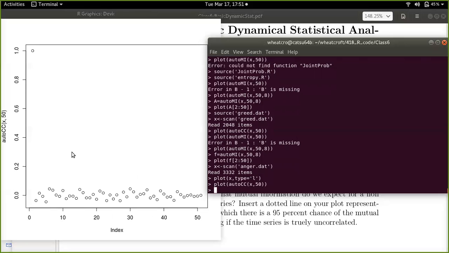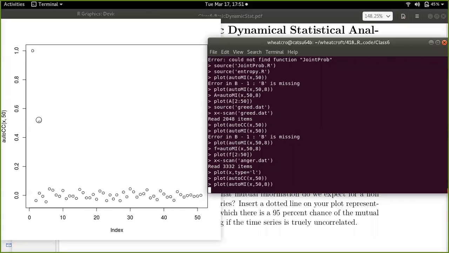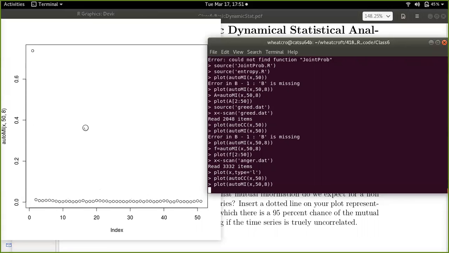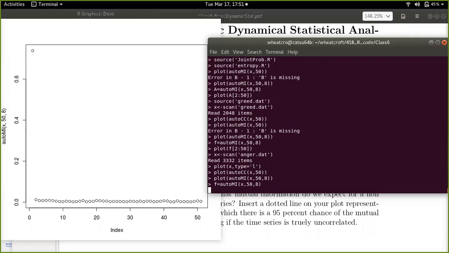But what happens if we plot the auto mutual information? We expect the same kind of result. We don't really expect to know much about the next point, or to see much relationship here. So we do it. Again, we want to look a bit closer, so we define a new vector f, and then we plot f from 2 to 50.